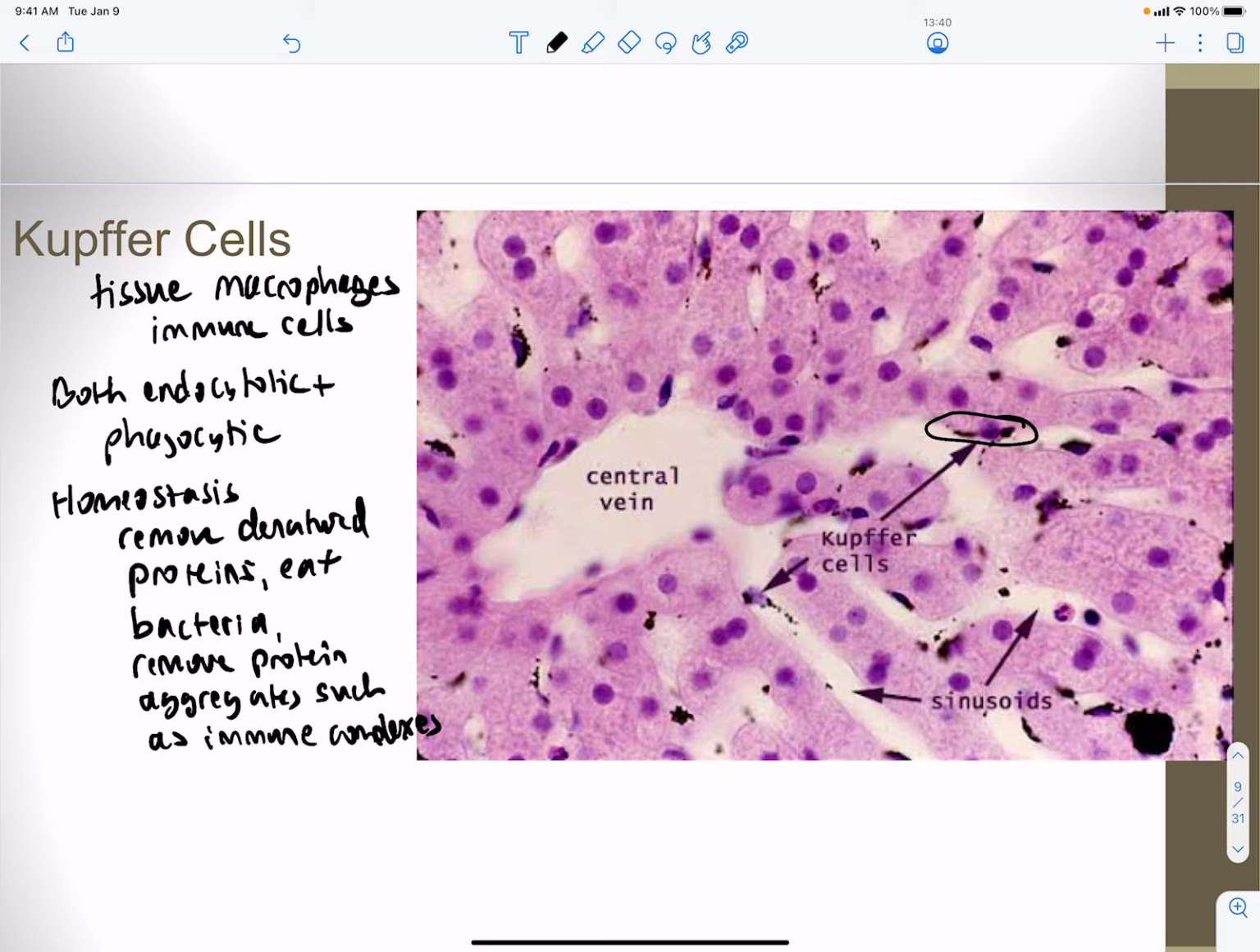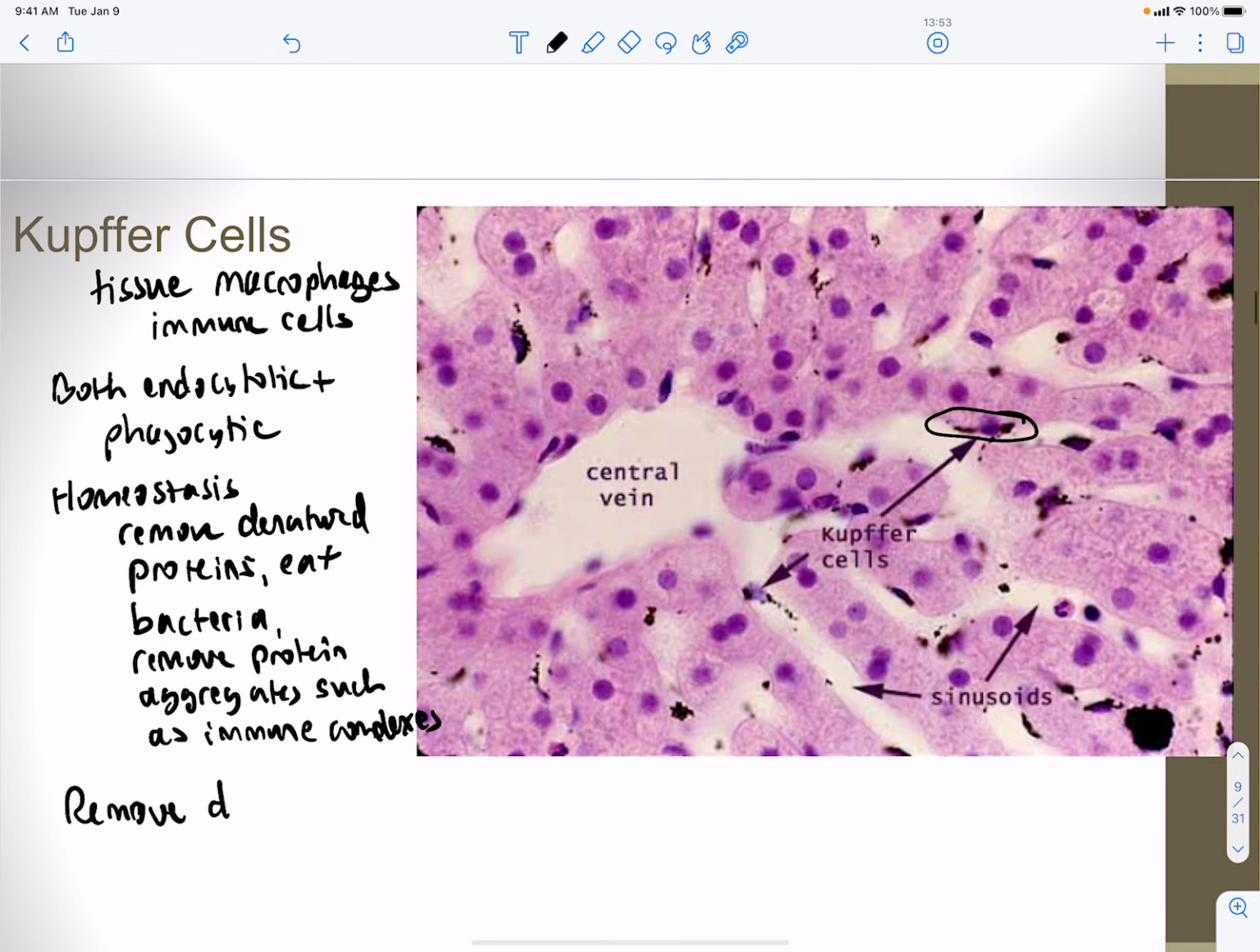They also remove damaged red blood cells. Even though most red blood cells will be removed by your spleen, your splenic macrophages, your macrophages in your liver can also remove damaged blood cells.